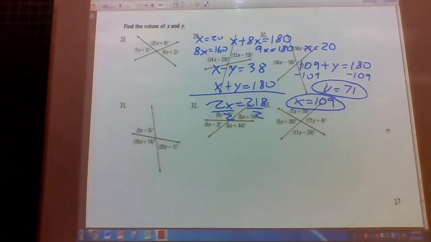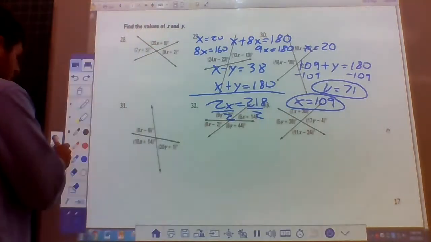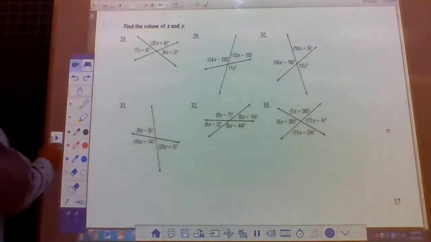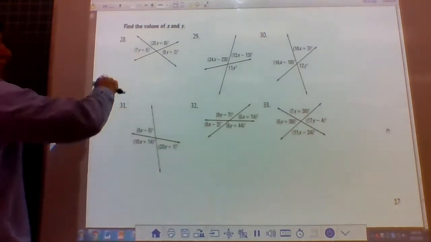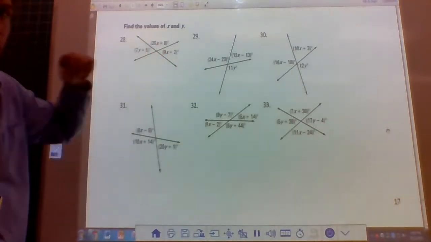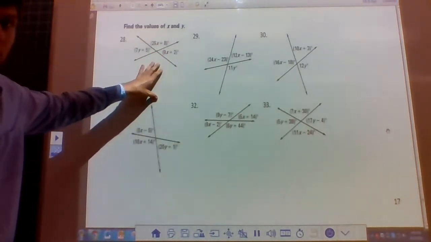28 through 33. What are we at? 33 minutes? I guess we'll do them all. You don't really need to do all these because they're all the same. It's the same process for each one. But let's look at the first one here. The problem here is we have two different variables. So let's look at the two x's first. If we can make an equation to solve for x, that would be what we need to do.